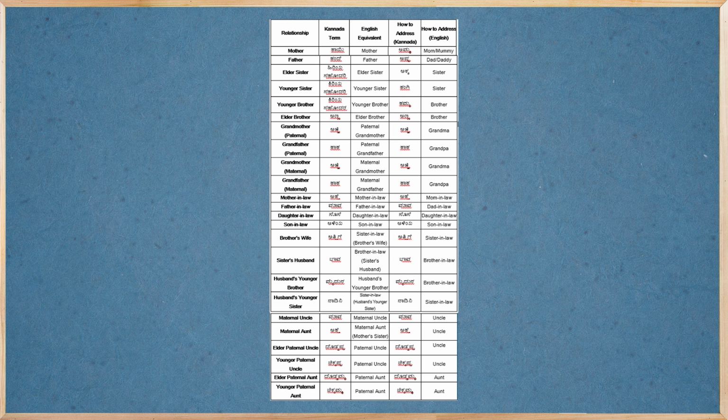Elder paternal uncle is called Dodappa in Kannada and in English we call them uncle. Younger paternal uncle is called Chikkappa in Kannada, and we call them uncle in English. Elder paternal aunt is called Dodamma in Kannada, and we call them aunt in English. Younger paternal aunt is called Chikkamma, and we call them aunt in English.